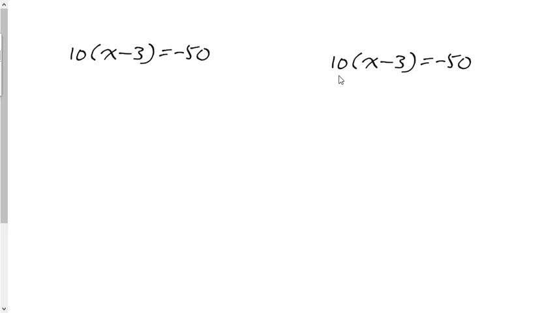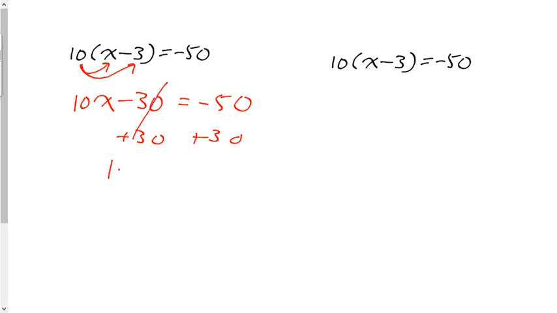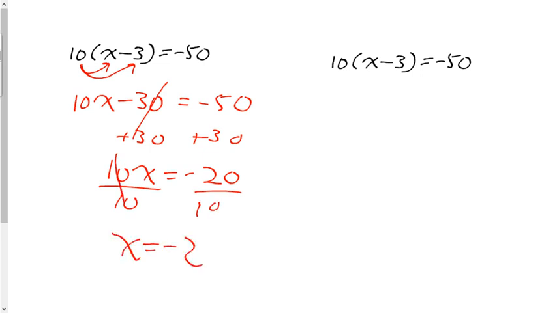Some people might have expanded using distributive property, giving you 10x minus 30 is equal to negative 50. And if they did that, they added 30 to both sides and got 10x equals negative 20, and divided by 10, and x equals negative 2. They might have done it that way.